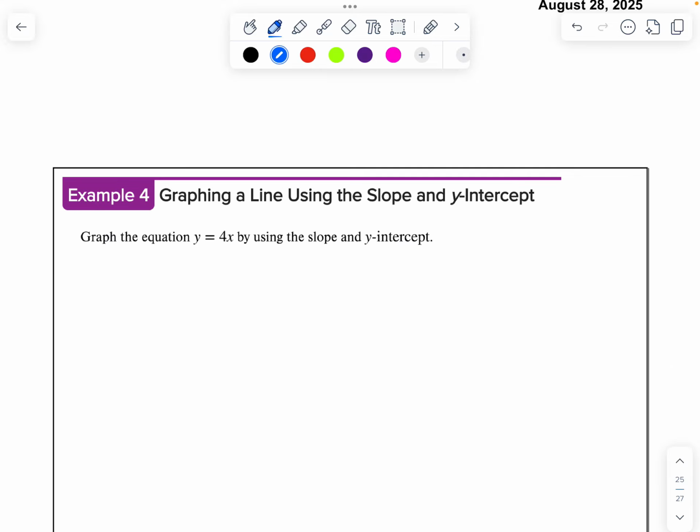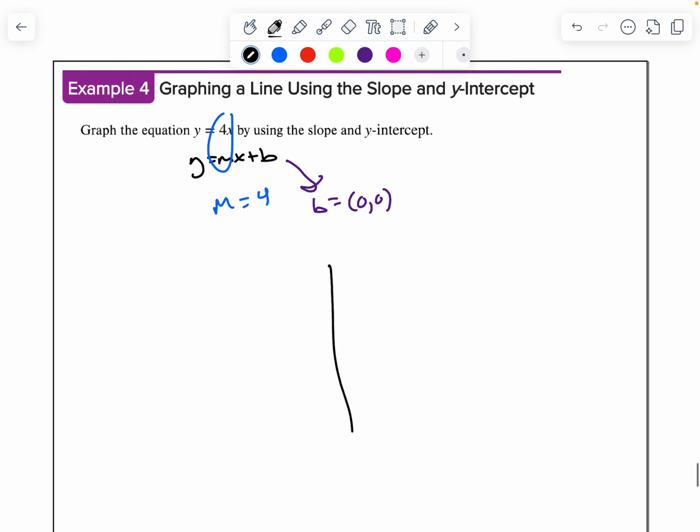All right, graph the equation y equals 4x. The question is, is it in slope-intercept form? y equals mx plus b. It looks to be. Our slope here is 4. And our y-intercept, remember back that if it's plus 0, our y-intercept is just the point 0, 0. And so when I get ready to graph this, I'm going to start at the point 0, 0. That means left, right, 0, up, down, 0.